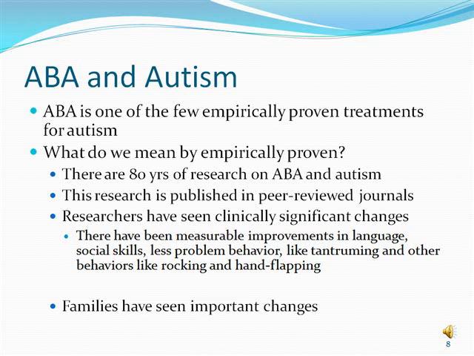Let's go into more detail about ABA and autism. ABA is one of the few empirically proven treatments for autism. What do we mean by empirically proven? There are 80 years of research on ABA and autism. This research is published in peer-reviewed journals. Researchers have seen clinically significant changes. There have been measurable improvements in language, social skills, problem behavior, and stereotypy behavior like rocking or hand clapping. And most importantly, families have seen changes.